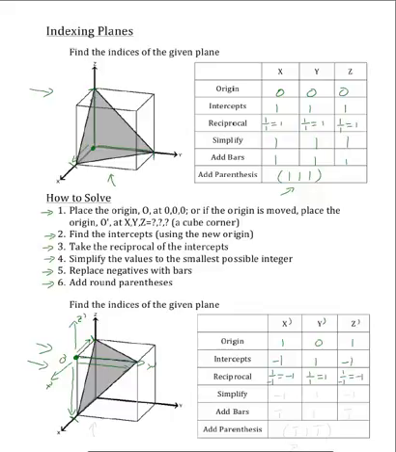Now our next step is to simplify these numbers to the smallest possible integer values, and negative 1, 1, and negative 1 are already at their smallest possible integer values, so we will leave them the same for this step. Now the next step is to replace any negative signs with bars. So negative 1 will become bar 1, 1 will remain the same, and the last negative 1 will become bar 1 as well. Now our final step is again to add the parentheses, so we will have open parentheses, bar 1, 1, bar 1, close parentheses, and now these indices define this plane right here.